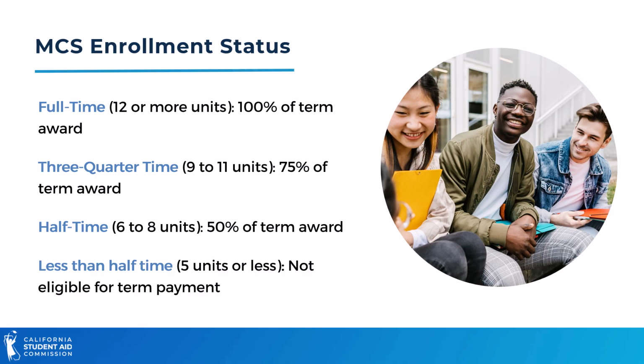The percentages listed here refer to the term award amount a student would be eligible to receive for disbursement. For example, a student with a $1,000 maximum term award enrolled three-quarter time would be eligible for 75% of that award, or $750. On the next slide, we will look at MCS eligibility usage per term.